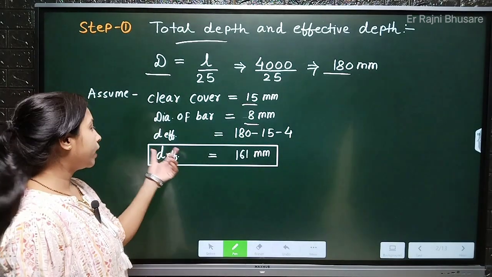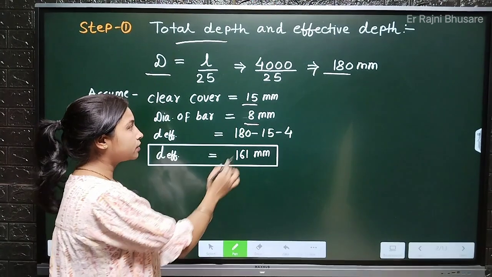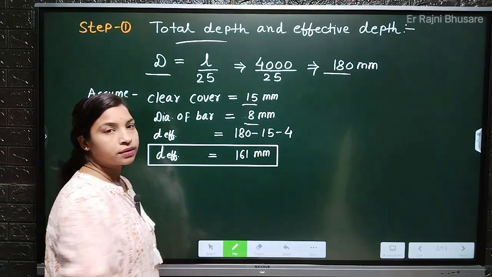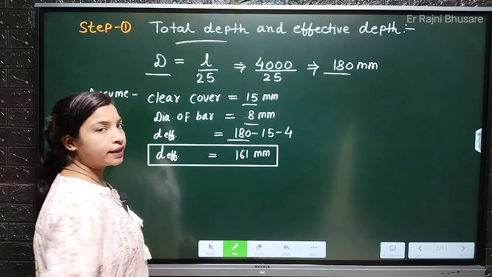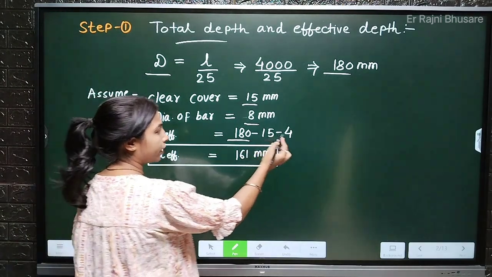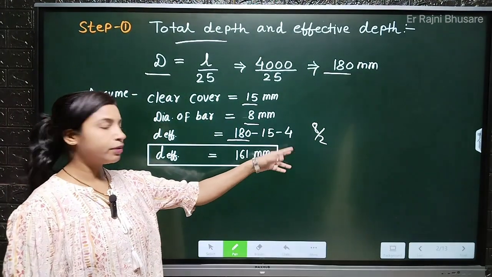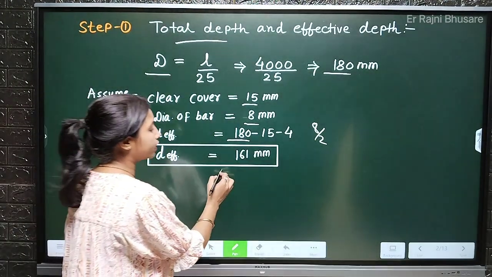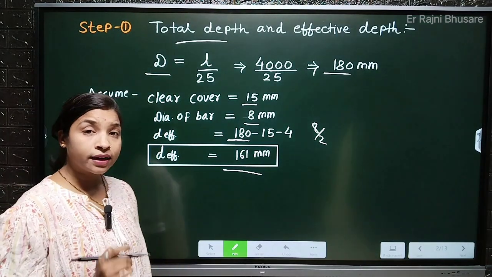Now we have to assume clear cover 15 mm and dia of bar 8 mm, and calculate D effective. The formula is capital D minus clear cover minus dia of bar by 2. So our D is 180 minus clear cover 15 minus 8 by 2, which is 4. So our D effective is 161 mm. Is that clear?